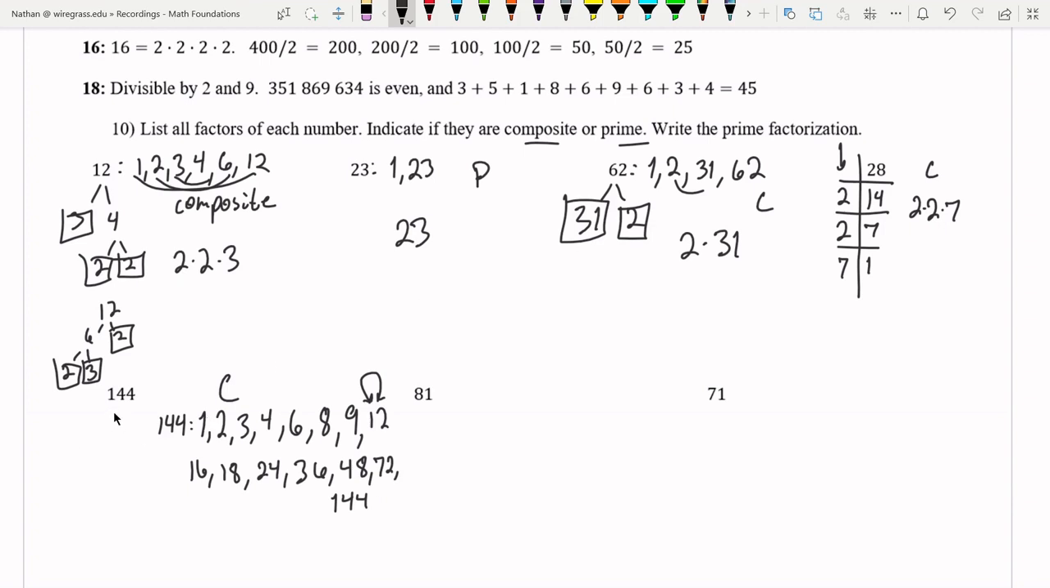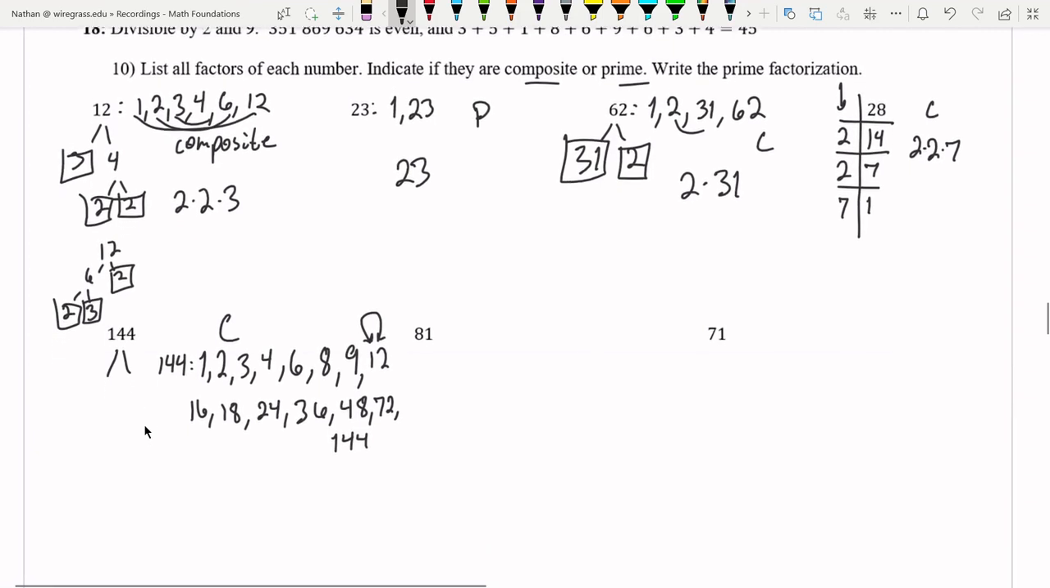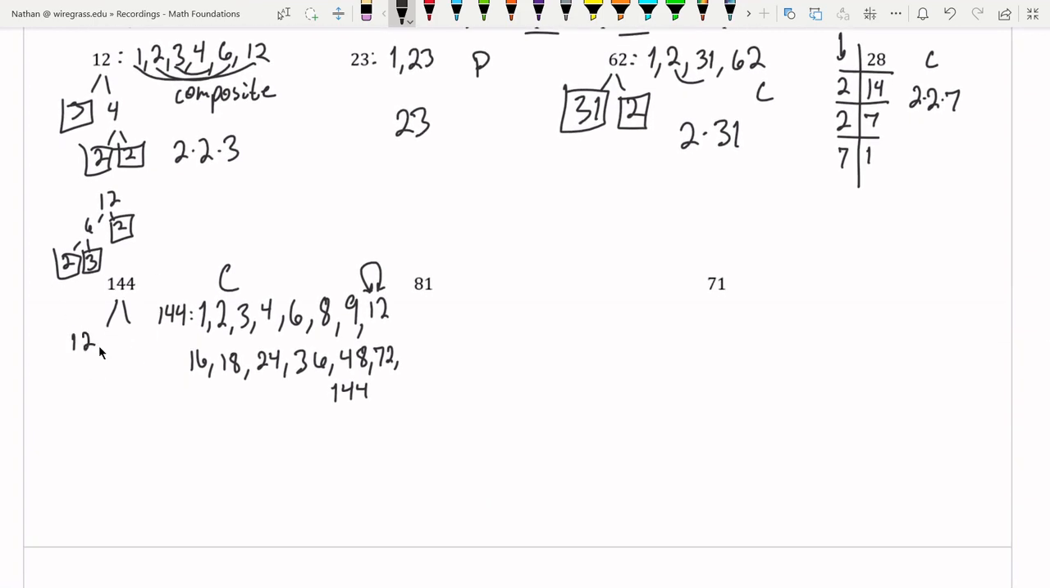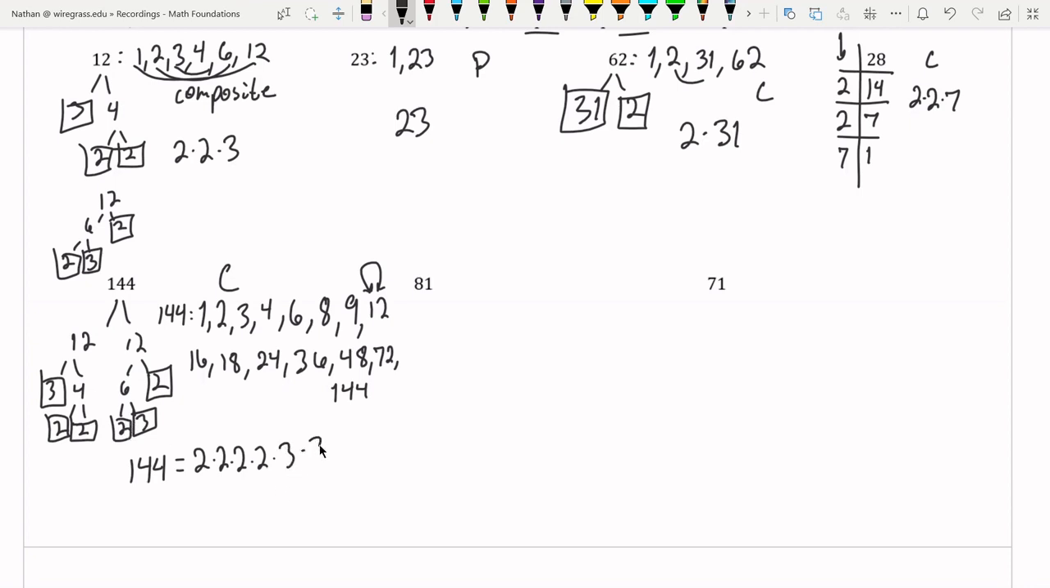Now let's find the prime factorization of this. 144 is 12 times 12. Both the 12s are 3 times 4 or 6 times 2, same thing. 4 is 2 times 2, and a 6 is 2 times 3. So 144 equals, let's say I've got 4 2s and 2 3s. That's the prime factorization of 144.